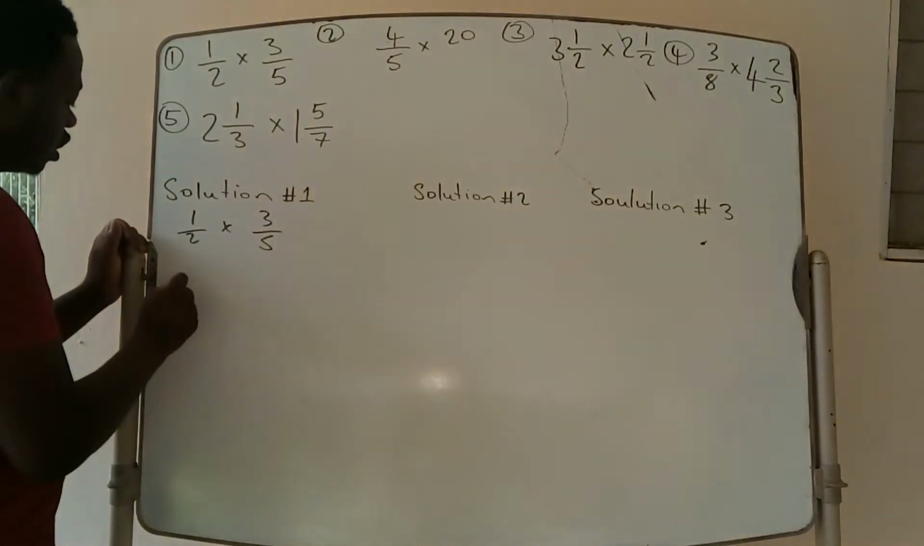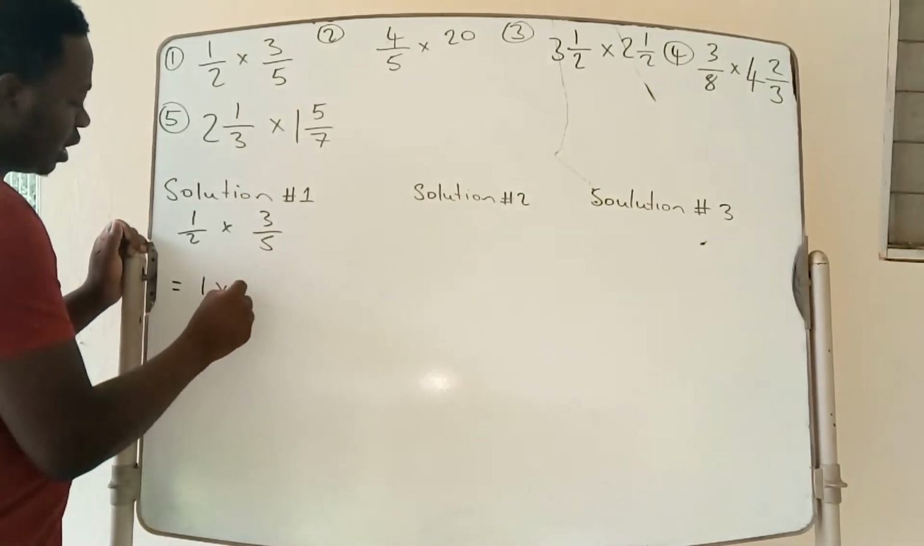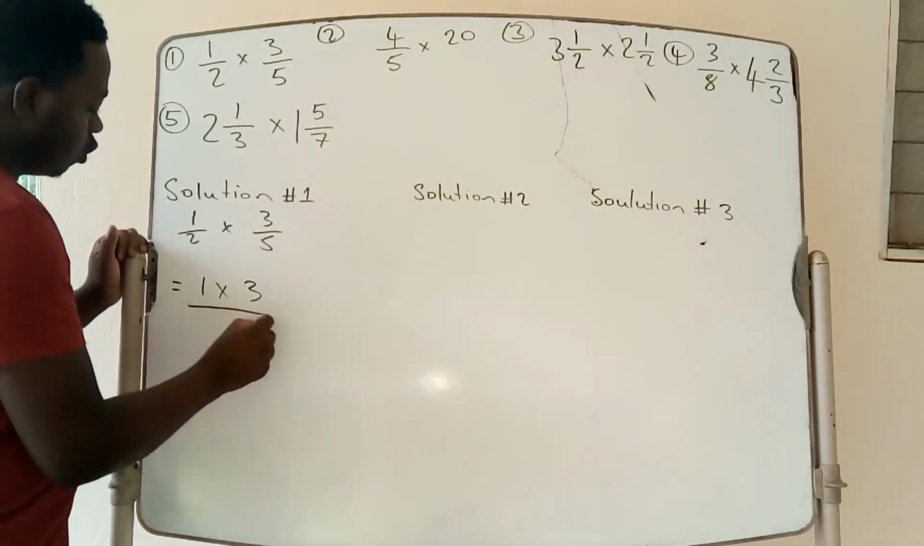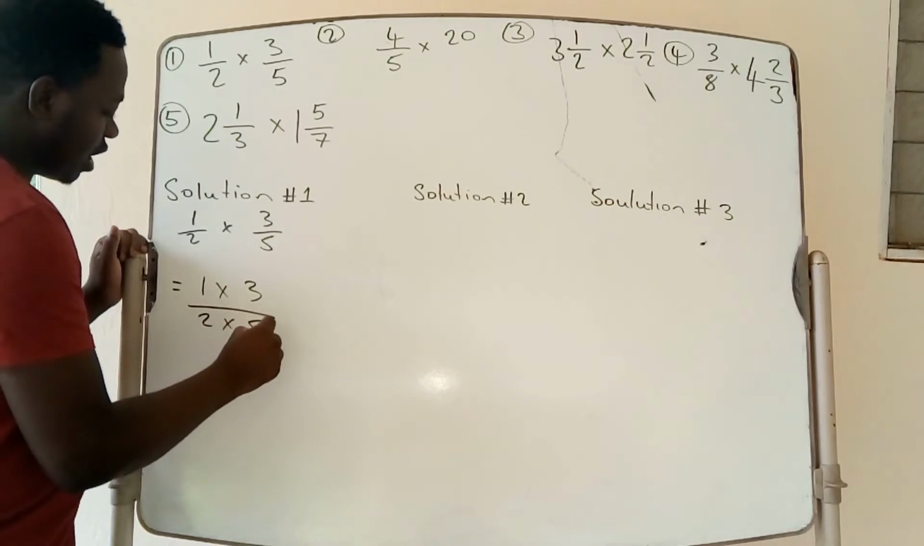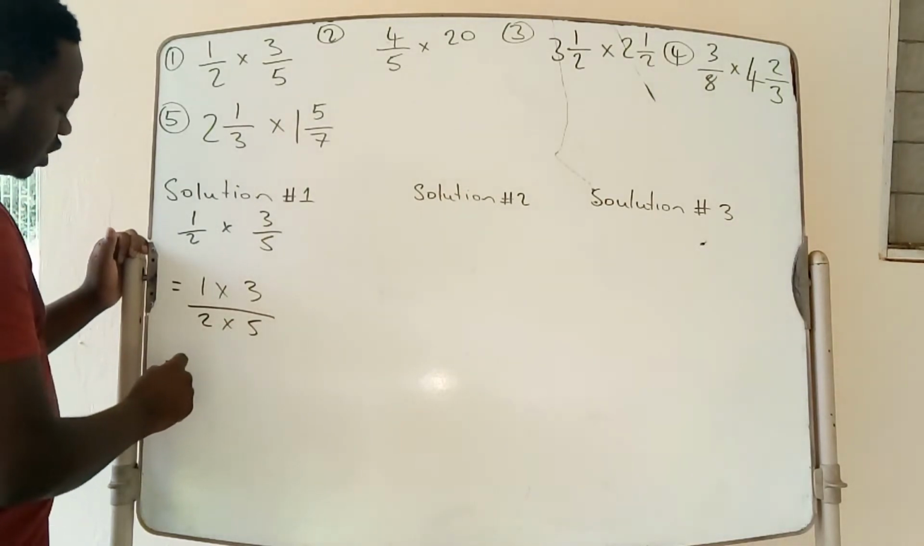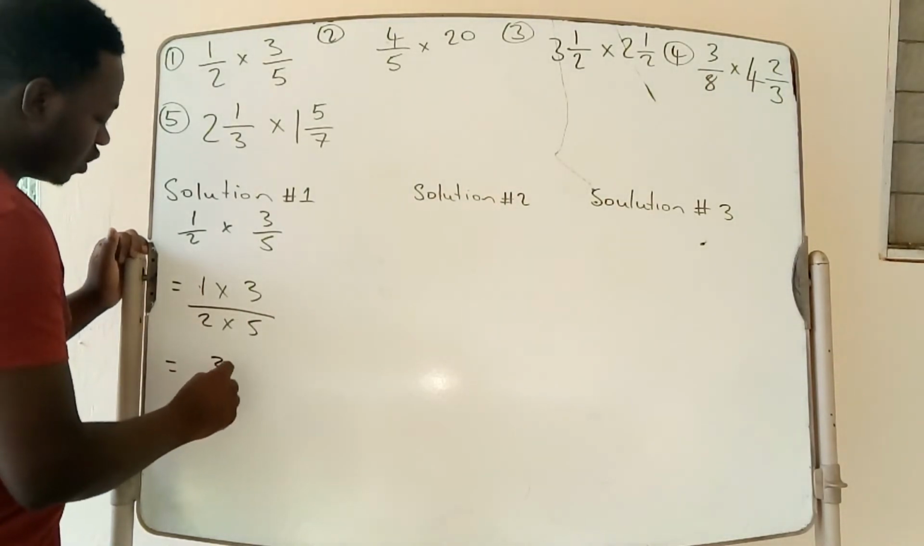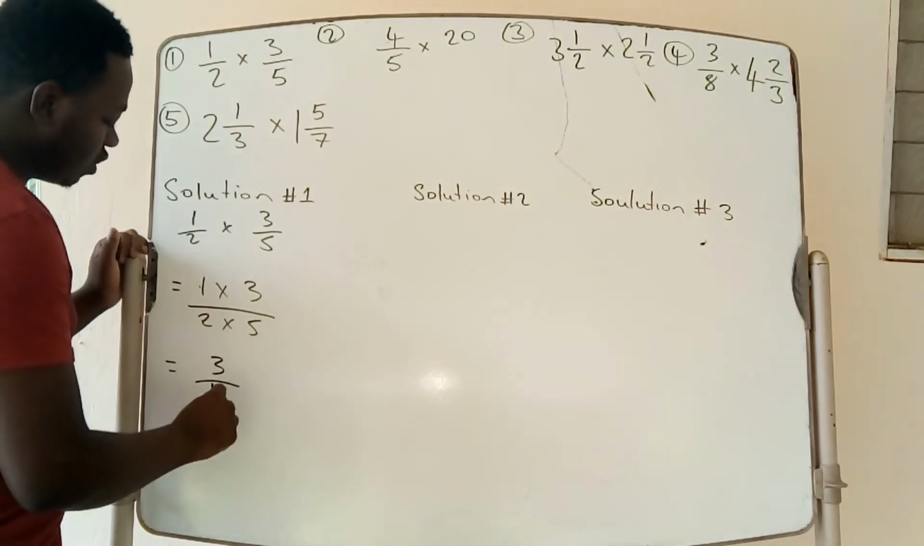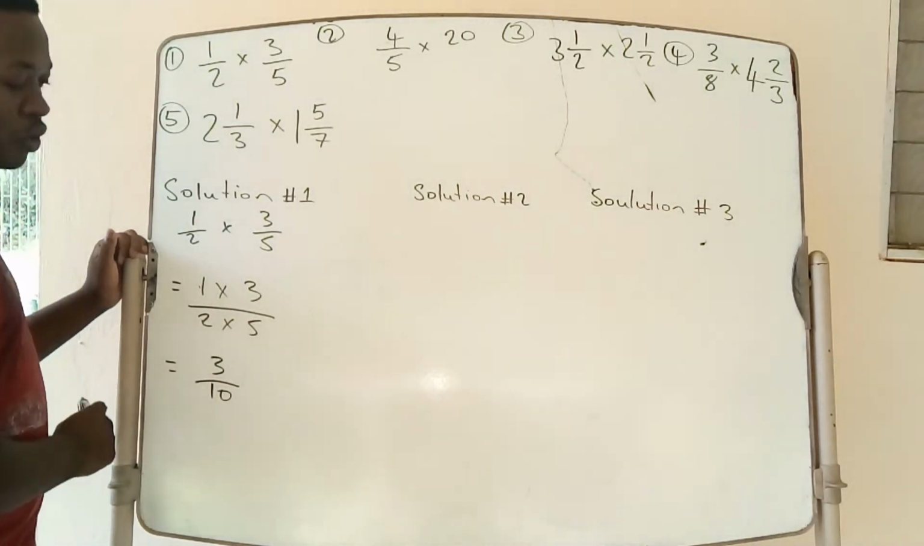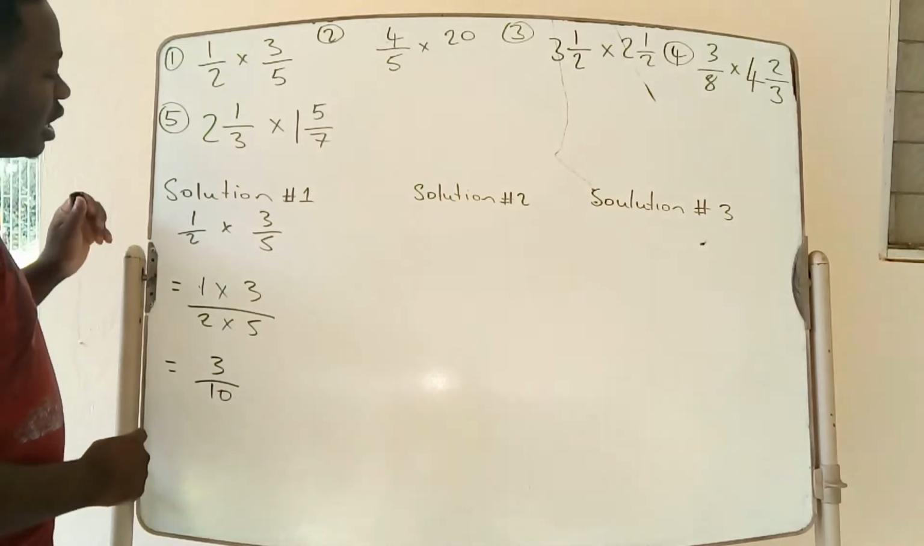So this is going to equal 1 times 3, which is the numerator, all over 2 times 5, which is the denominator, which is equal to 1 times 3, that's 3, and 2 times 5, that's 10. Can 3/10 be reduced? No, so that is our final answer there.